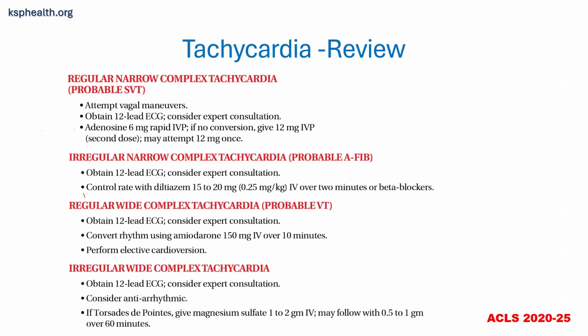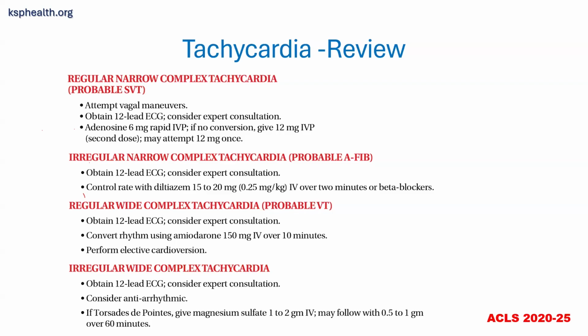Tachycardia review. Regular narrow complex tachycardia, otherwise called supraventricular tachycardia: attempt vagal maneuvers, 12-lead EKG, expert consultation, and give adenosine 6 milligrams rapid IV, very important. If there is no conversion, double the dose to 12 milligrams. Irregular narrow complex tachycardia, probable AFib: 12-lead EKG, and control the rate with diltiazem 15 to 20 milligrams, which is 0.25 milligram per kilo over 2 minutes, or beta blockers.